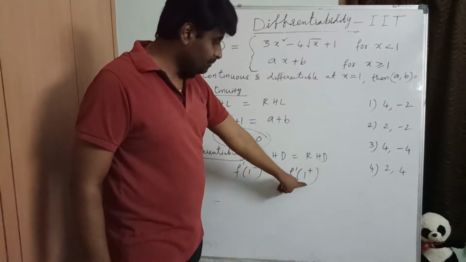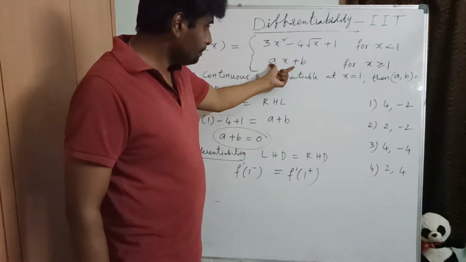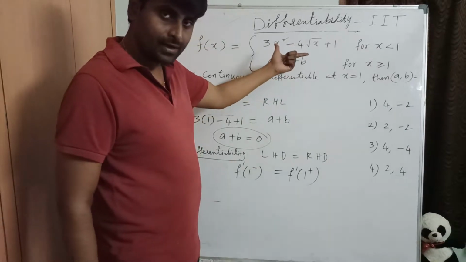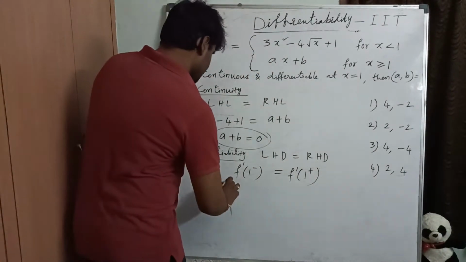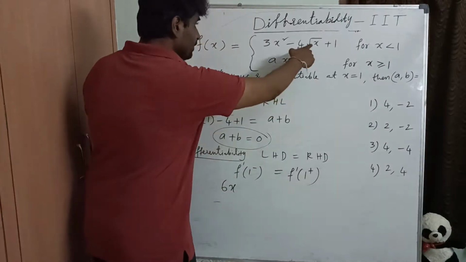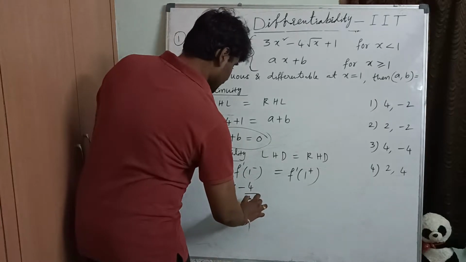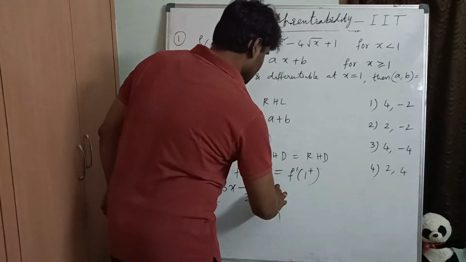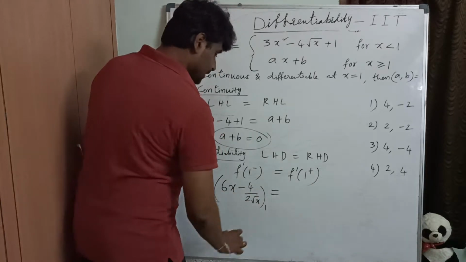And f dash of 1 plus more than 1, take the second function, derivate, okay, and substitute 1. Now derivate this one, left side 3x square 6x, derivation of root x is 1 by 2 root x, okay. Now derivation of constant is 0, okay. So for this we have to substitute 1.